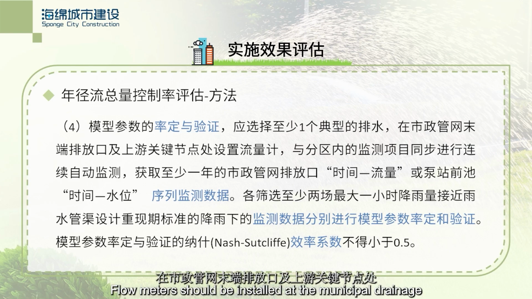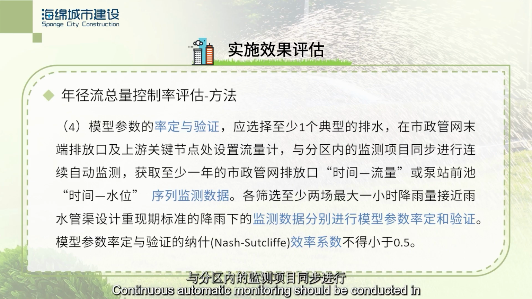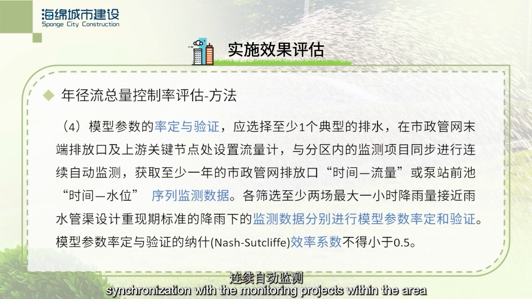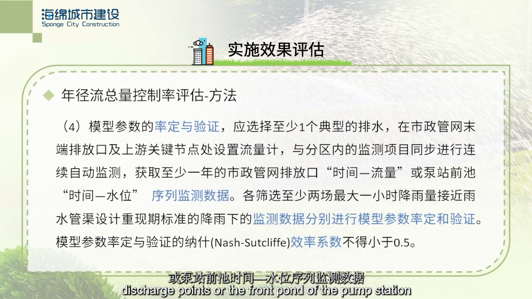Flow meters should be installed at the municipal drainage network's discharge points and upstream key nodes. Continuous automatic monitoring should be conducted in synchronization with the monitoring projects within the area to obtain at least 1 year of time flow or time water level sequence monitoring data from the municipal drainage network discharge points or the front pond of the pump station.